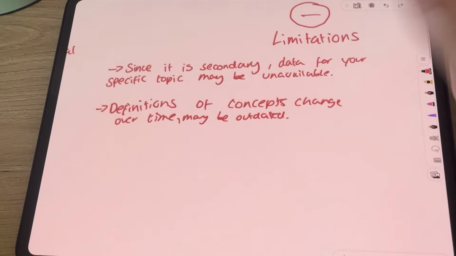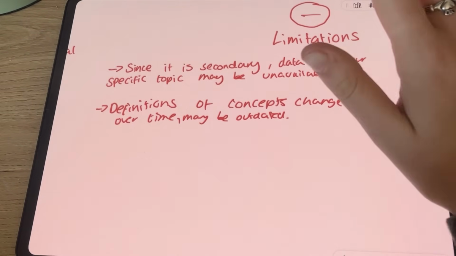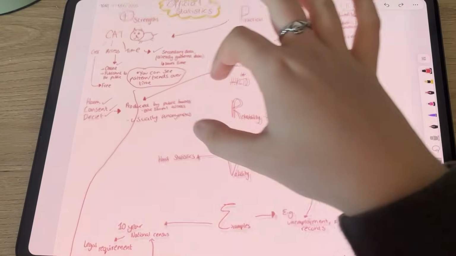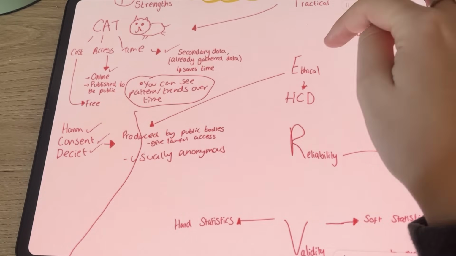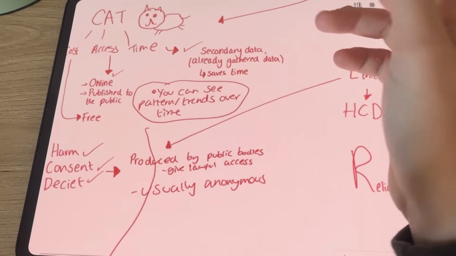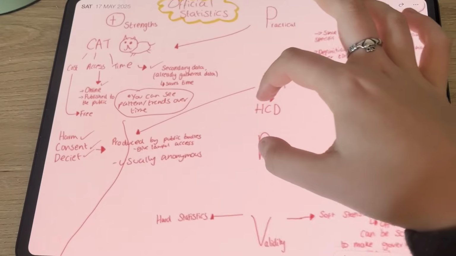Weaknesses of its practicality is that because it's secondary data, if you're looking at a specific topic, then what you're wanting might not be available because someone might not have researched that topic into the detail that you're wanting. And also the definition of concepts can change over time and it might be outdated. So say if you're looking at the family, I know you wouldn't for a research methods question, it's a methods and context question, but say how families have changed and things like that, so that's how it might change. We're going off piece there anyway. Oh, also for practicality, sorry, you can see patterns and trends over time.